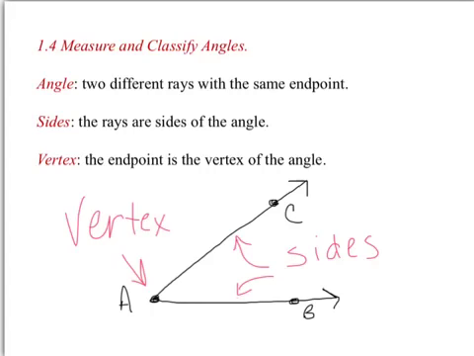An angle: two different rays with the same endpoint. So if you see, I have a ray and a ray with an endpoint. The sides, the rays are the sides of the angles, which you see right here, sides. The rays are the sides of the angles. And the endpoint is the vertex of the angle.